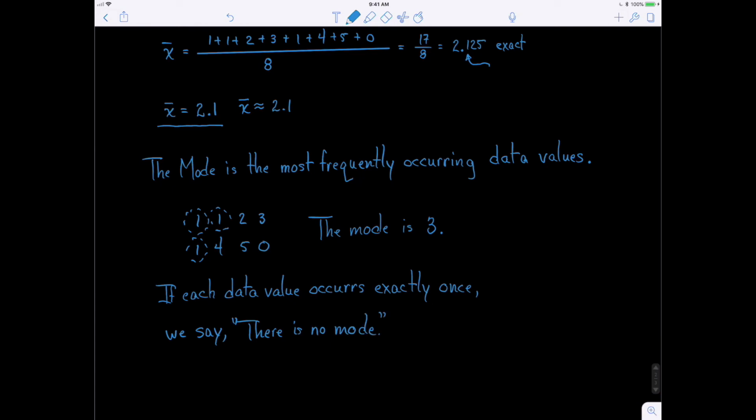We'll stop there, and we're going to finish this lesson in the next video, and we will be finding the mean of a frequency distribution.